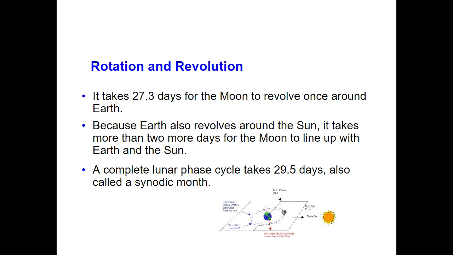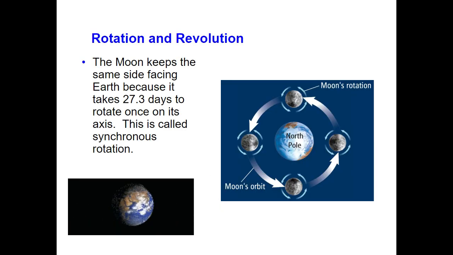So we call this the lunar cycle. Basically, it is a synodic month. So 29.5 days to see a complete cycle of the moon. You'll see a new moon or a full moon once every 28 days or so. So this is called the synchronous rotation.